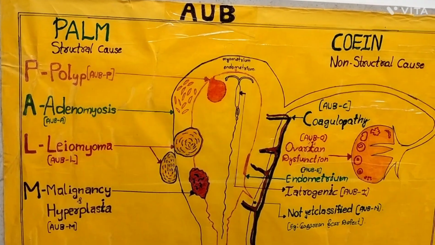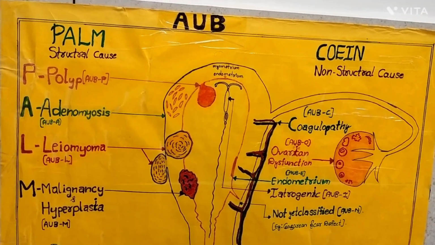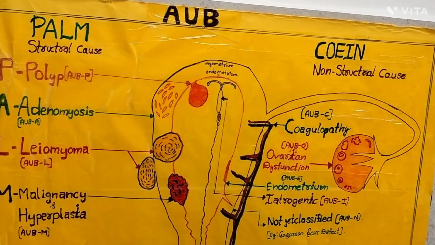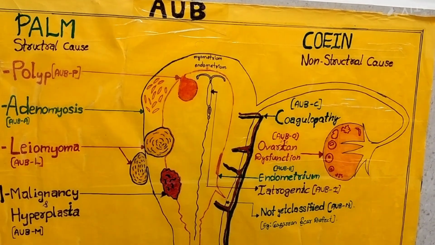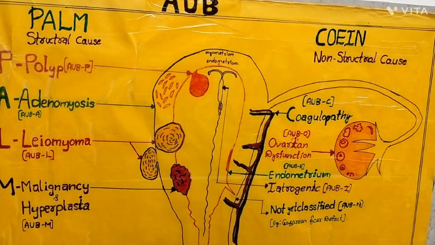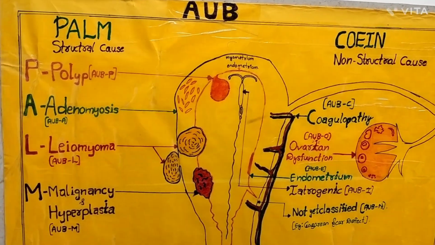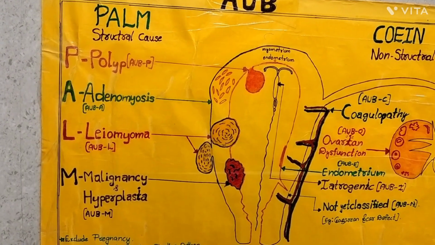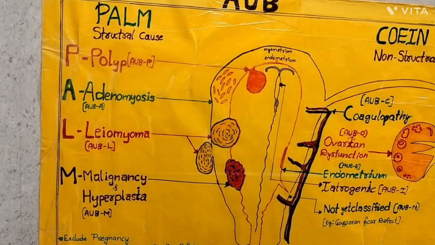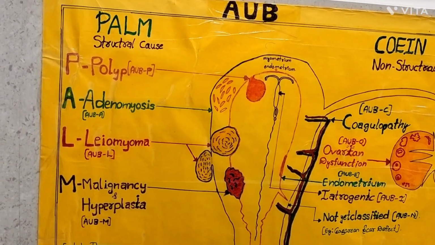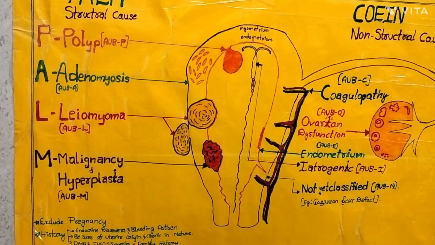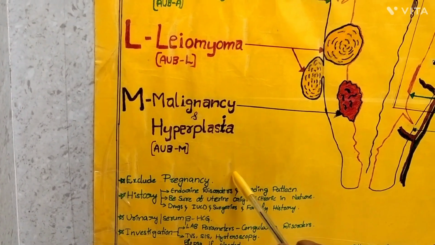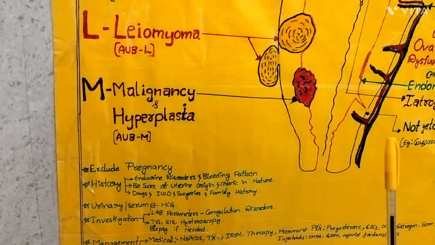So for any kind of abnormal bleeding, you have to think of the age first. If it is an early age, then think about coagulative disorders. If it is in between, like teenagers, we can think about ovarian dysfunctions and all. And also in the reproductive age, we can think of pregnancy, polyp, adenomyosis, leiomyoma, and sometimes it can be a cause of ovarian dysfunction and hyperplasia. So every time rule out pregnancy. Better you go with the UPT, simple UPT test.